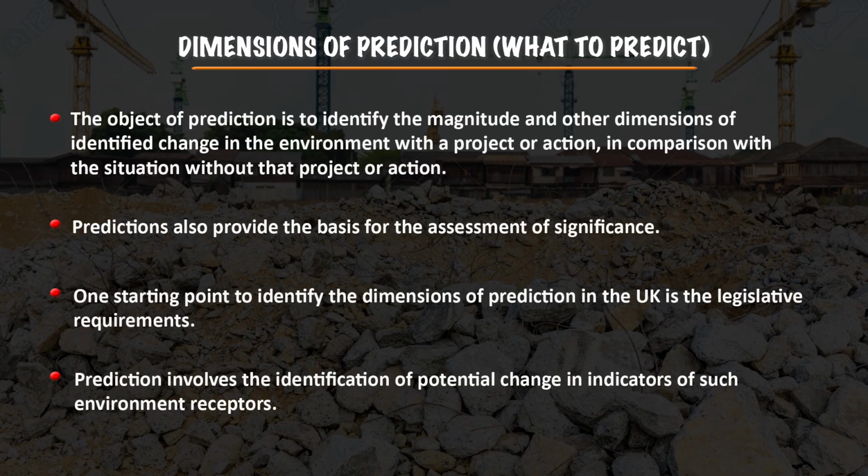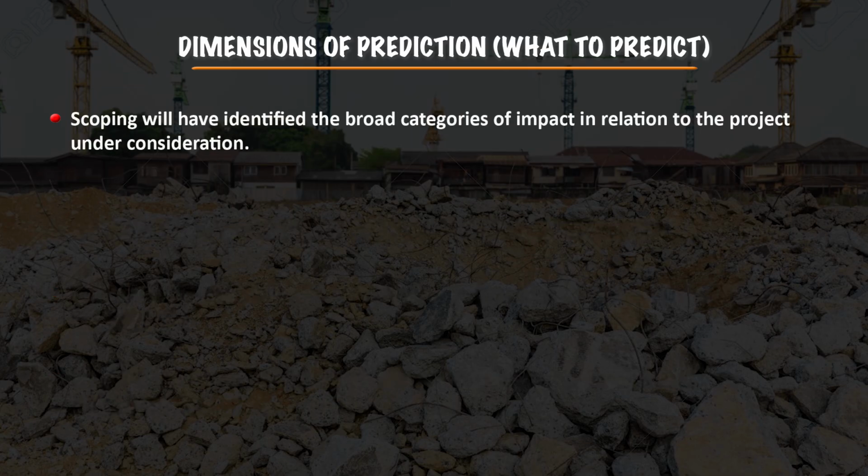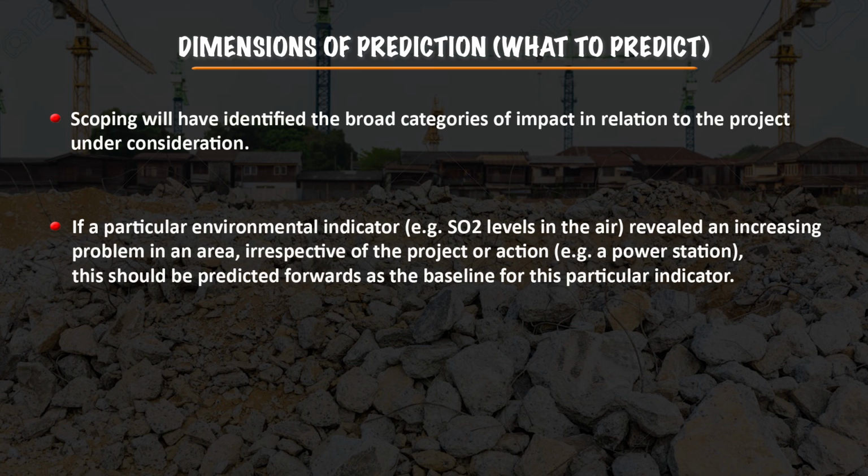Prediction involves the identification of potential change in indicators of environmental receptors. Scoping will have identified the broad categories of impact in relation to the project under consideration, and if particular environmental indicators, for example sulfur dioxide levels in the atmosphere, reveal an increasing problem in an area irrespective of the project or action, for example a power station, it will be necessary to provide the predicted future trend as the baseline for this particular indicator.